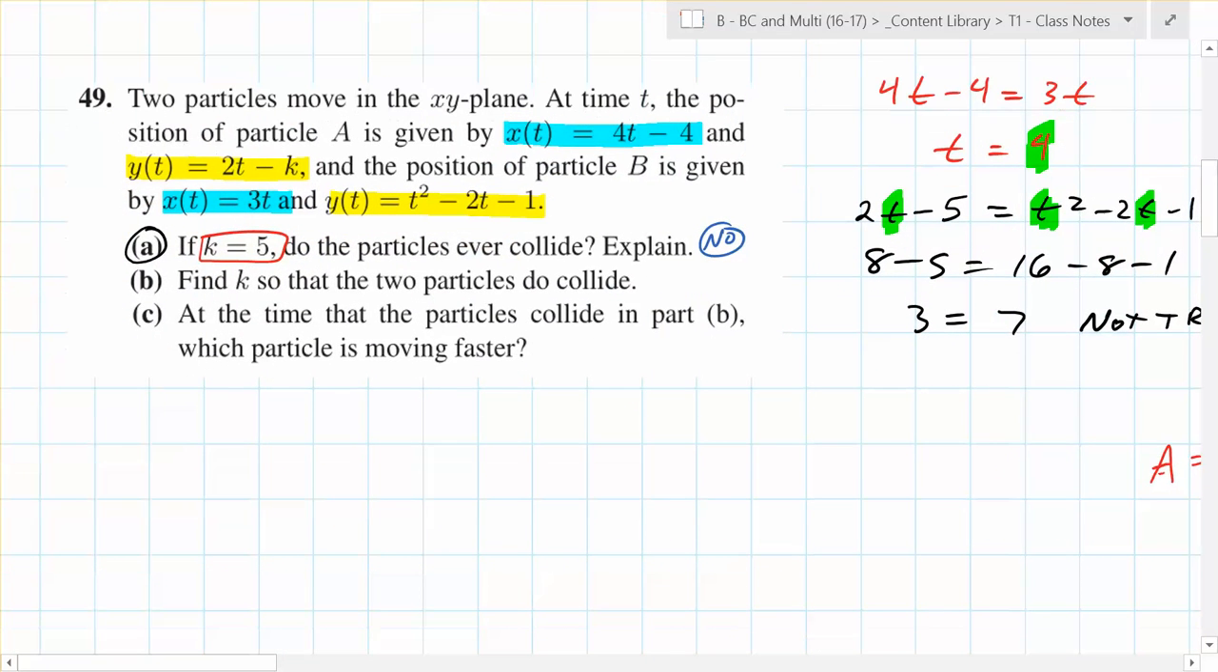So how do you do B? You find K so that the two particles do collide. Well, what's the only time they have the same x coordinate? We just said it out loud. 4. Everybody stand up. Everybody stand up.